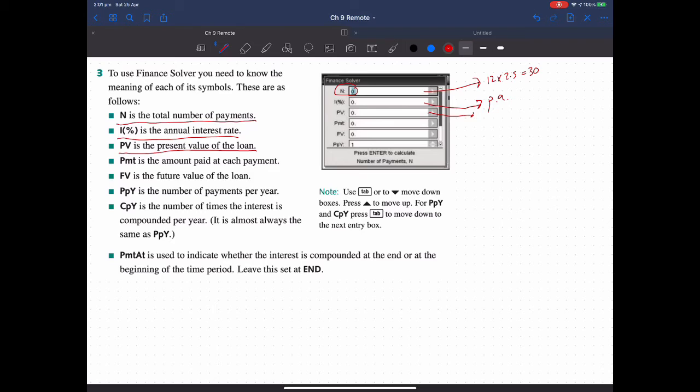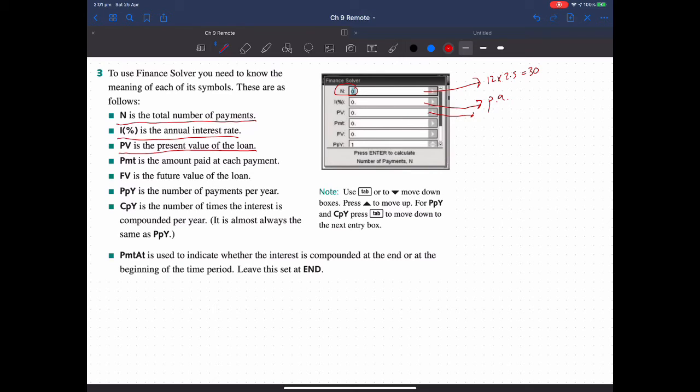So you have to be careful of the context. If you have the money, you type in a positive number. If the bank has the money, you type in a negative amount.